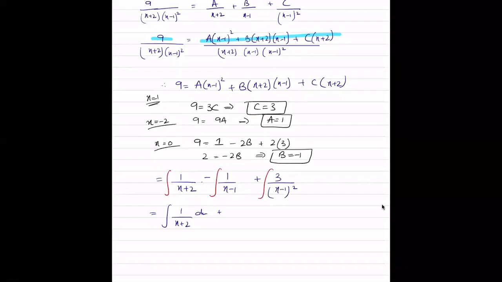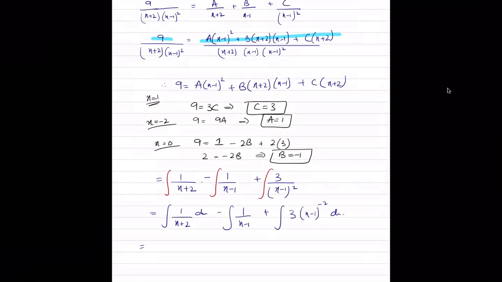Okay, so I was saying that the integration of 1 upon x plus 2, minus 1 upon x minus 1, plus 3 times x minus 1 to the power of minus 2. Now you can integrate them in one go.